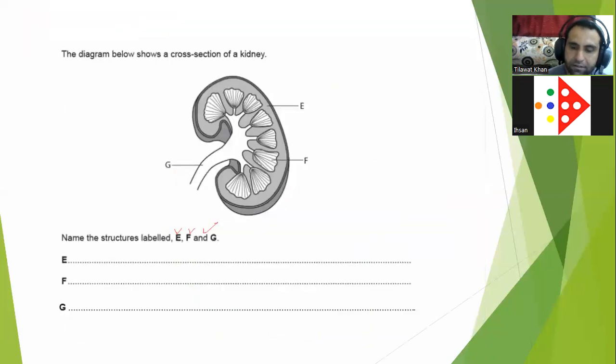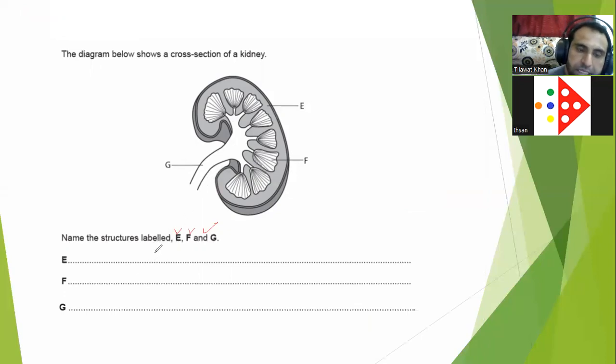So where's the vein and artery in the diagram? They didn't mention that. Oh, okay. You got it?